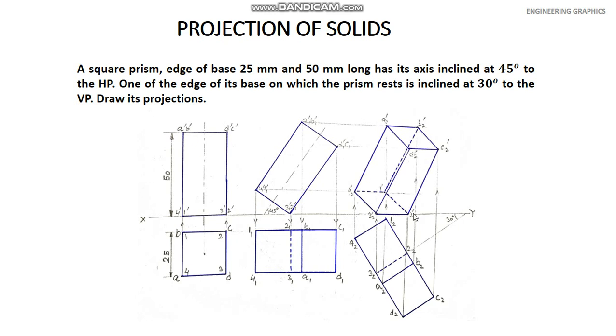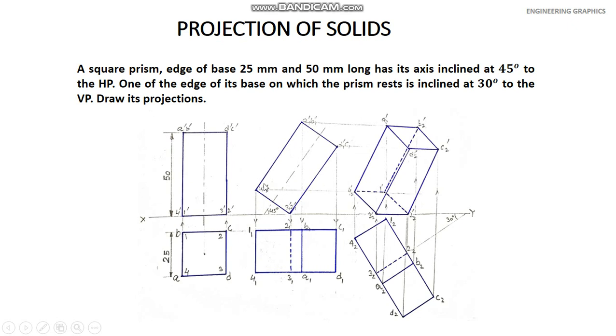So when you assume like this, you have to draw the top view first. This is the top view of a square prism. And then take the projection from the top view towards the vertical plane and draw its front view. Axis is perpendicular to HP, but the axis should be inclined 45 degree to HP. So in the second step, you should make an angle 45 degree to HP and tilt this front view in this way. So this is the front view in the second step.